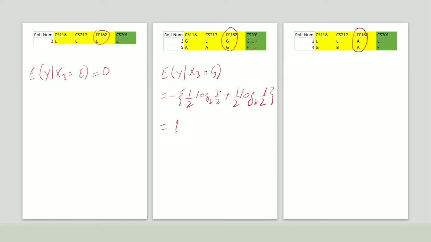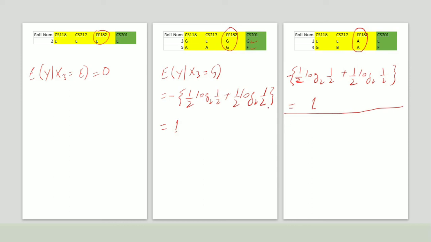That is 1 over 2 log base 2 of 1 over 2 plus 1 over 2 into log base 2 of 1 over 2, and the negative of the entire expression, and the answer is again 1.